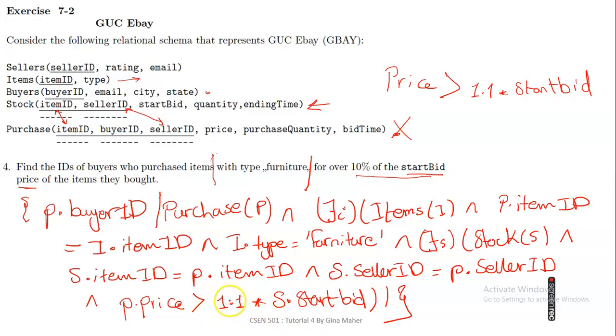From where did we get this 1.1? If we have a start bid, for example 10, and we want to check those who have a price over 10%, the 10% of the 10 is 1. So we want to get the price greater than, or actually more than 10% of the start bid. So if the start bid is 10, we want the price which is the start bid plus 10% of the start bid, which is 1. That's why it is written as follows. Let's move to another example.